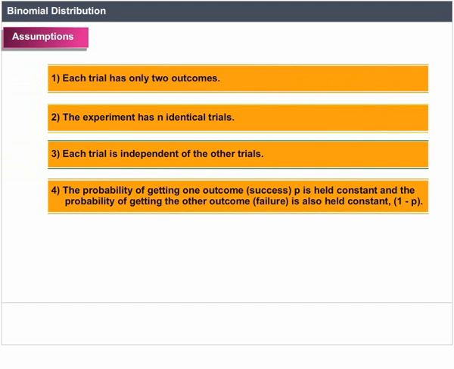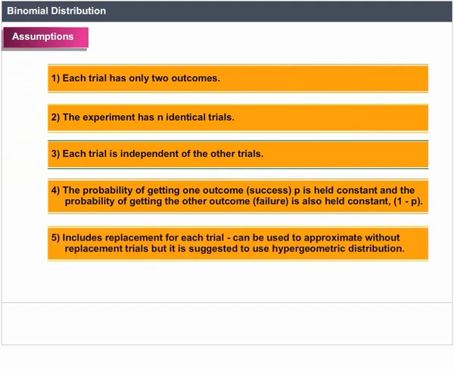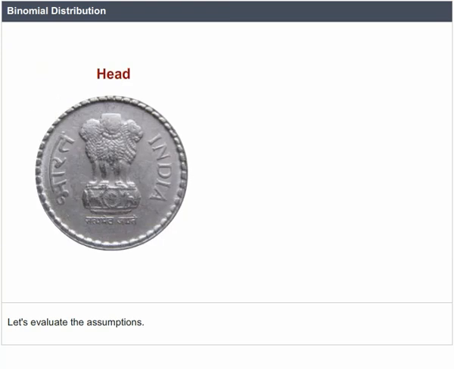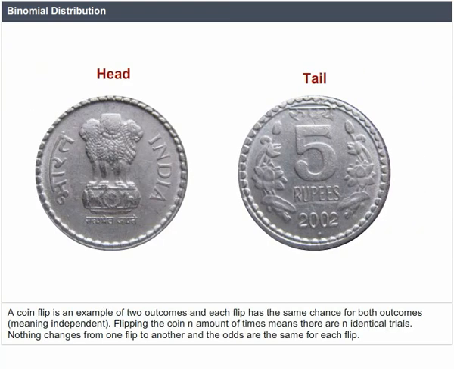Number 5: includes replacement for each trial. It can be used to approximate without-replacement trials, but it is suggested to use the hypergeometric distribution. Let's evaluate the assumptions. A coin flip is an example of two outcomes, and each flip has the same chance for both outcomes, meaning independent. Flipping the coin n number of times means there are n identical trials. Nothing changes from one flip to another. The odds are the same for each flip.